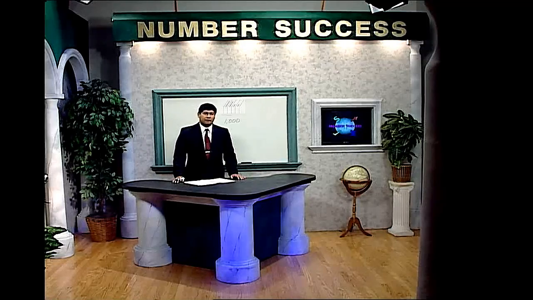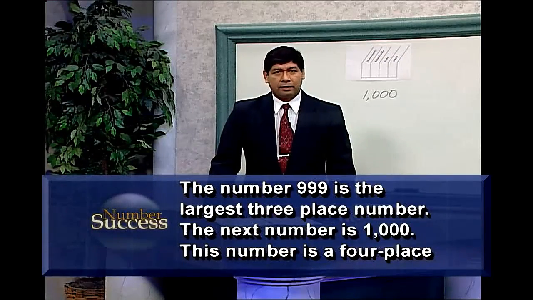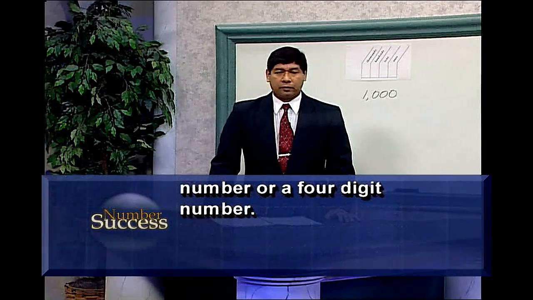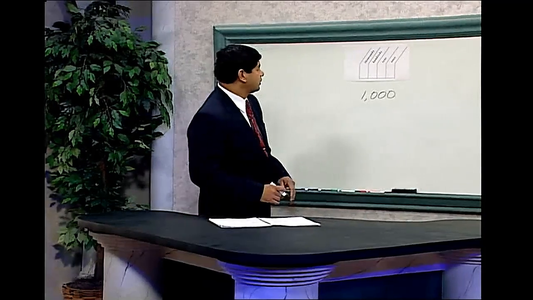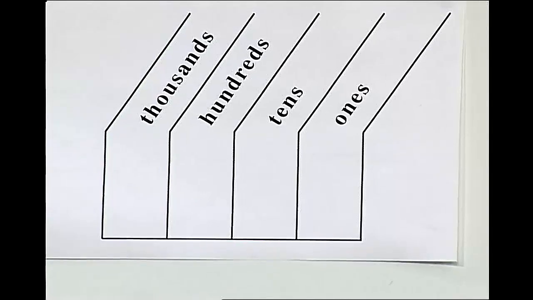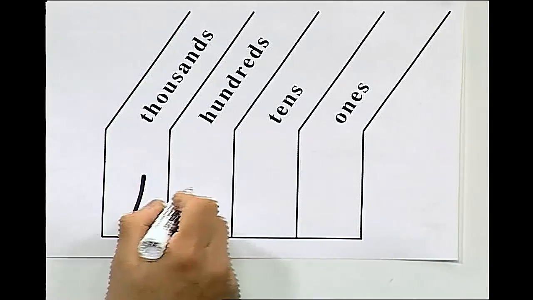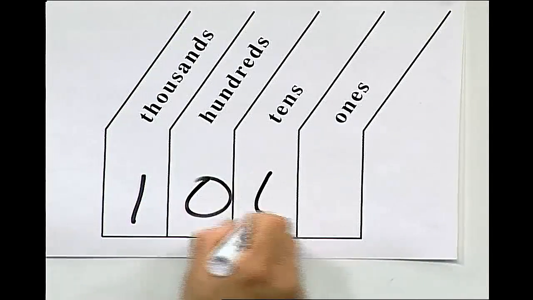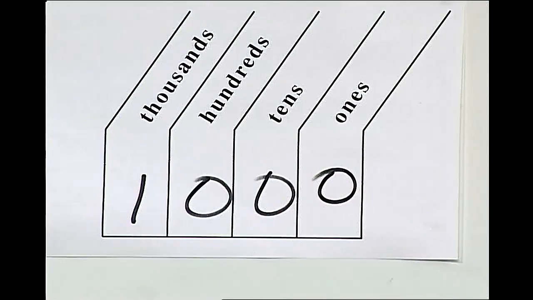Four place numbers. The number 999 is the largest three-place number, or three-digit number. The next number is 1000. This number is a four-place number, or a four-digit number. Let's look at the number 1000. In this, we have 1000, 0 hundreds, 0 tens, and 0 ones.